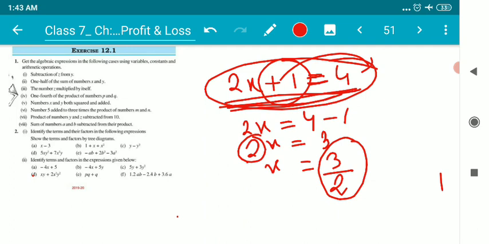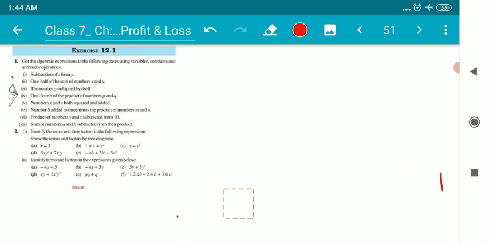So children, the basic difference, or a basic process by which we can identify equations and expressions: expressions do not contain equal to sign, but equations contain equal to sign. So the value of x is 3 by 2. So children, this was a primary idea about expressions and equations.